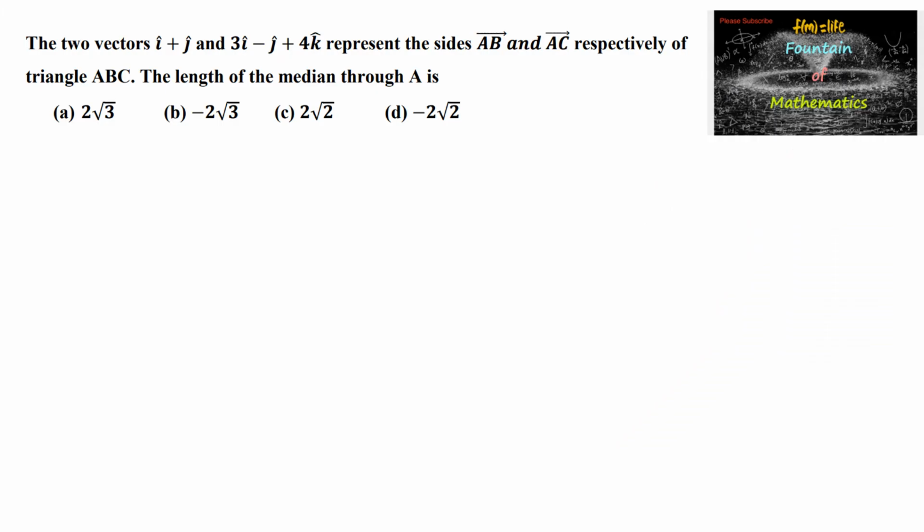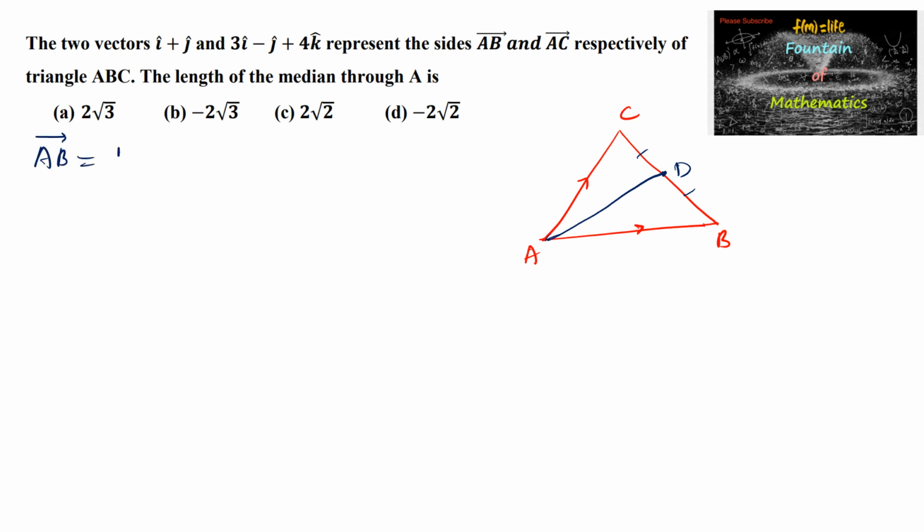The two vectors i plus j and 3i minus j plus 4k represent the sides AB vector and AC vector respectively of triangle ABC, then the length of the median through A. So let us consider a triangle. It's given vector AB and vector AC, and we need to draw a median. Let us consider D is the midpoint and AD is the median.